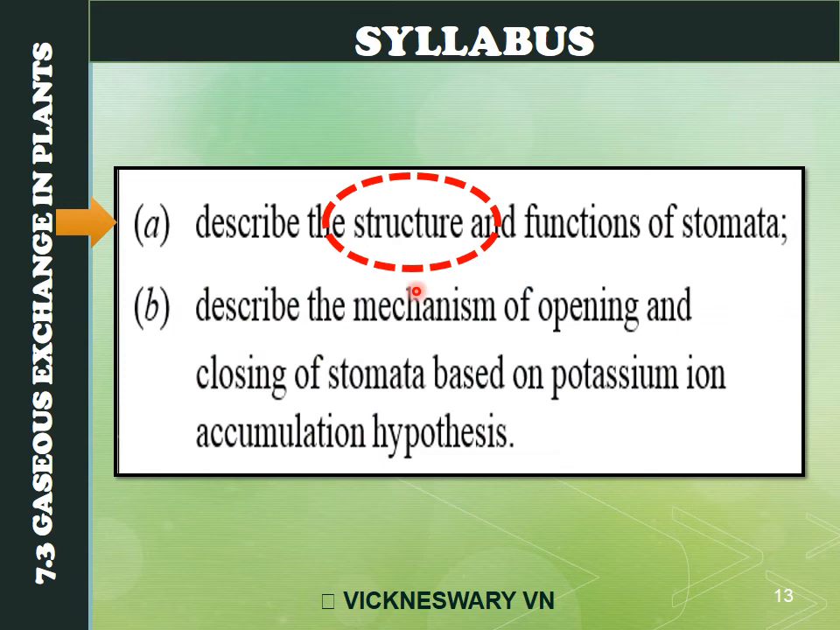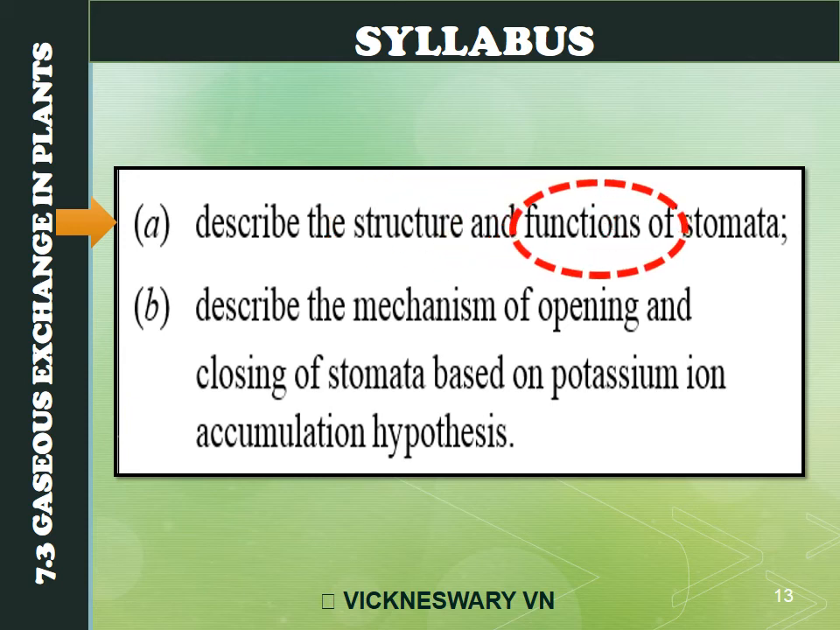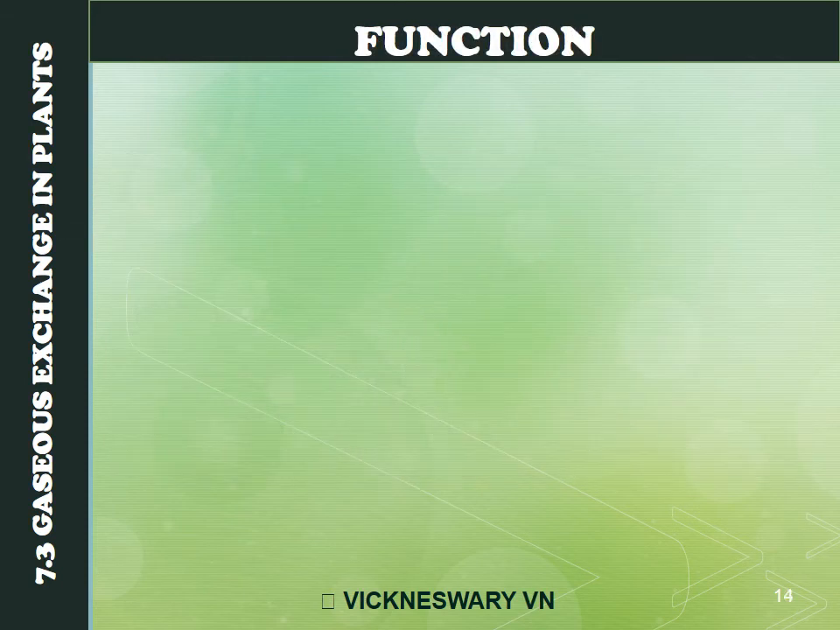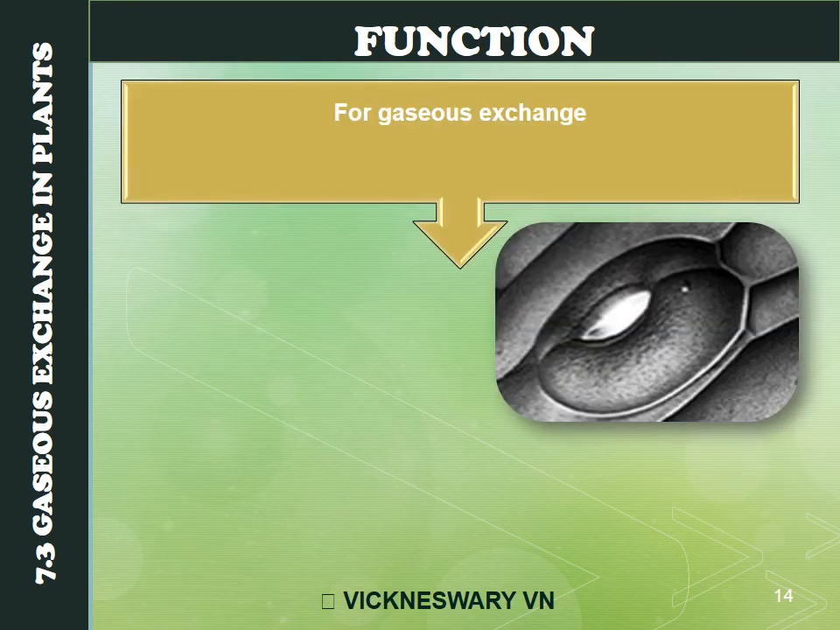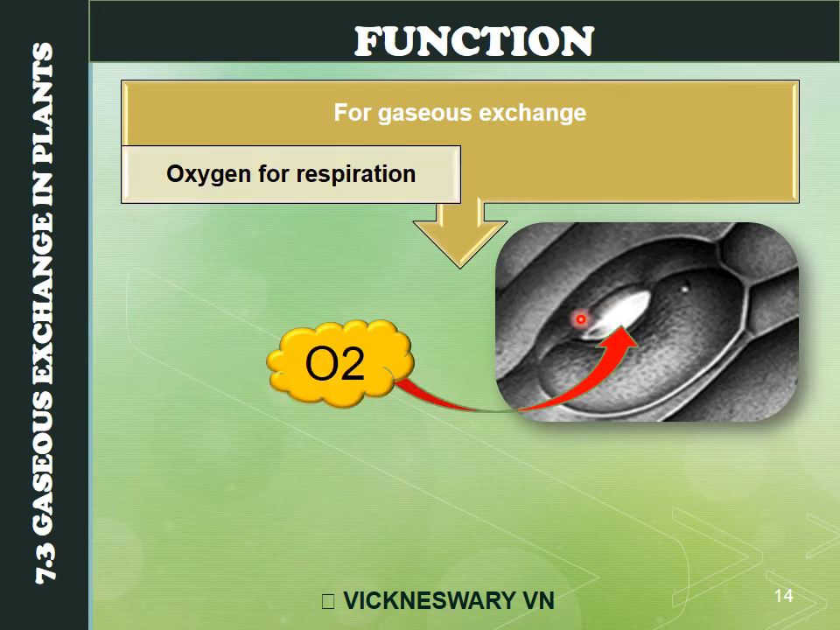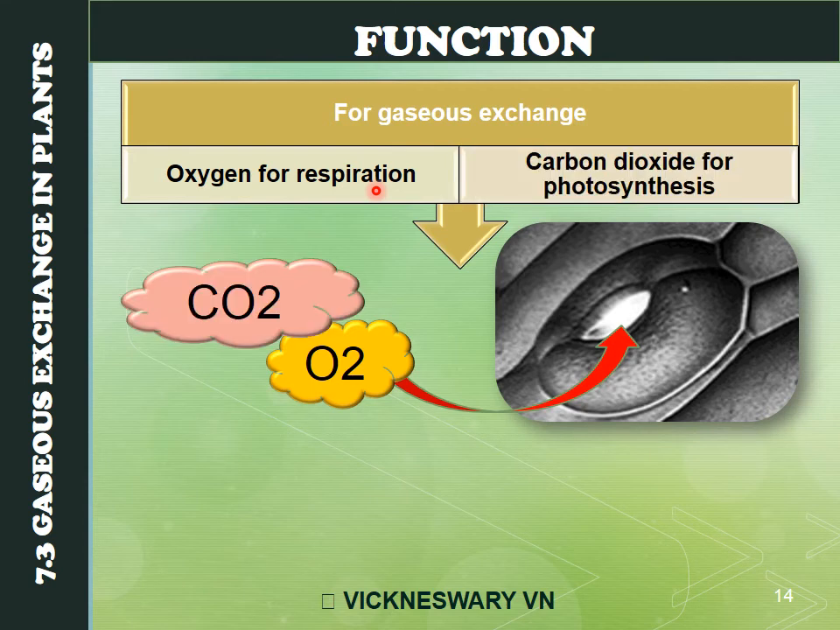So now we have completed describing the structure of the stomata. We'll move on to the function. Stomata's main function is of course for gaseous exchange. We find that the stomatal pore will enable diffusion of oxygen into the leaf for the purpose of respiration. At the same time, it can also permit carbon dioxide to diffuse in for photosynthesis.